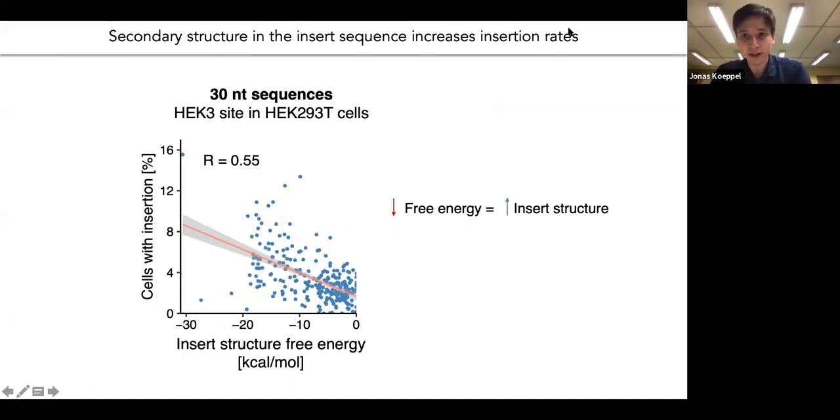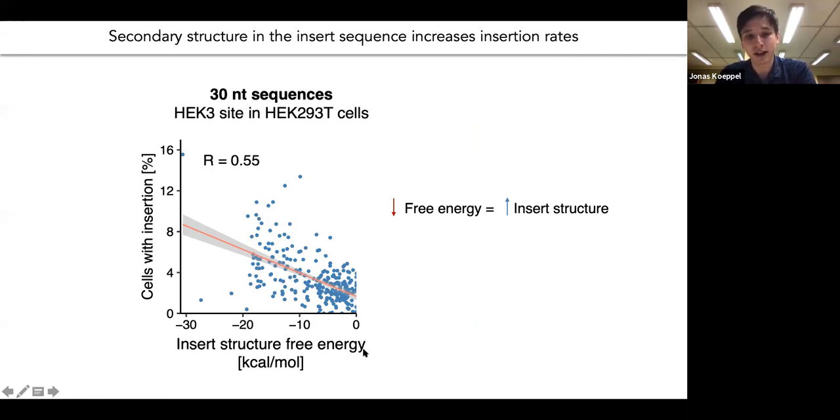Then what other things matter? I told you before that we're interested in secondary structure, and we see there is a correlation between secondary structure strength and insertion efficiency. We used ViennaFold, an online tool to calculate the free energy of a secondary structure at 37 degrees for each of our pegRNA inserts.